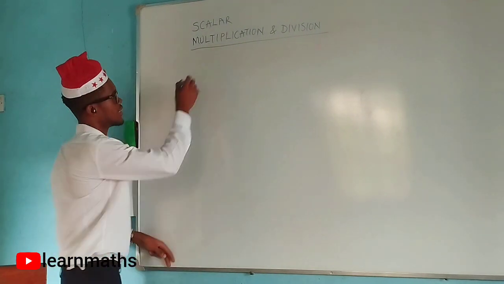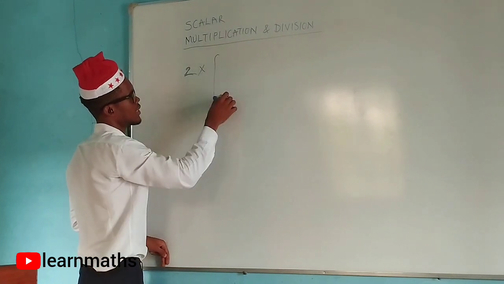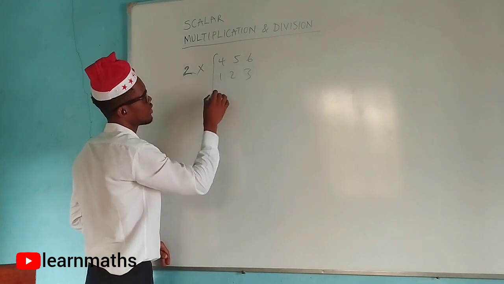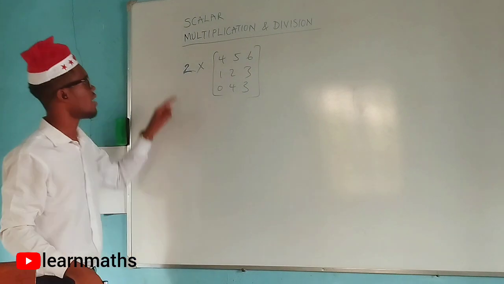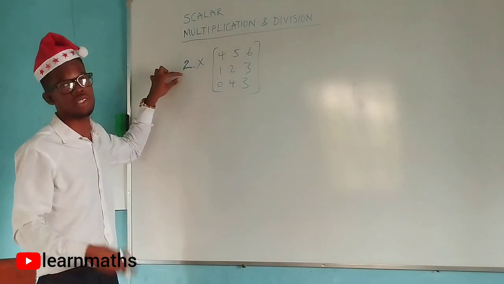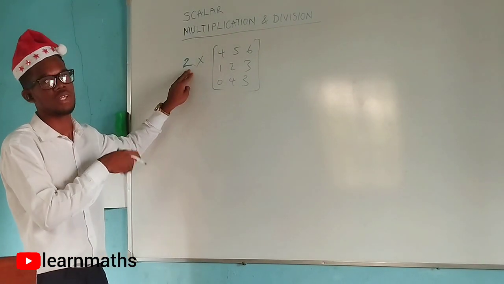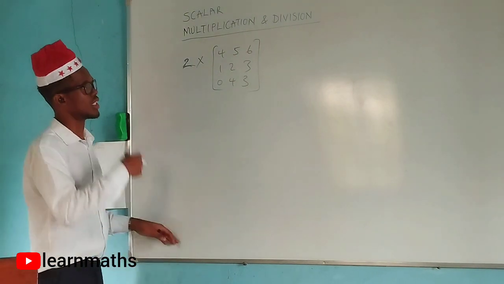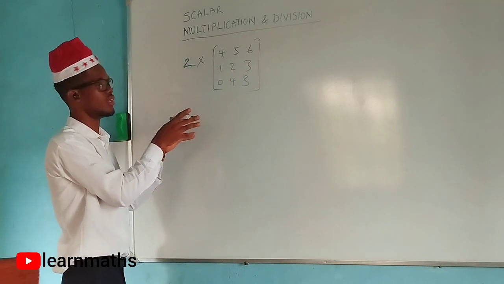Now, take a look at this example. If I have 2 times this matrix, let's say 4, 5, 6, 1, 2, 3, 0, 4, 3, alright? Now look, I have 2 times this matrix, right? This is the scalar, that is the number multiplying this matrix. The scalar here in this case is 2. It could be 3, it could be -5, it could be whatever number you choose to keep there. But since we have it 2, let's see what the resulting matrix here is going to be, right?